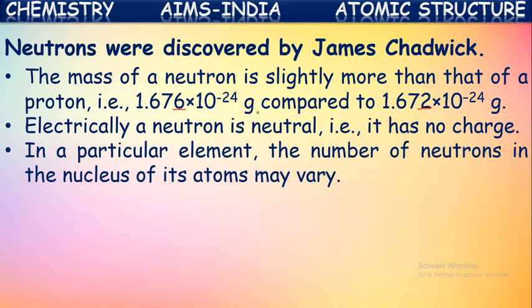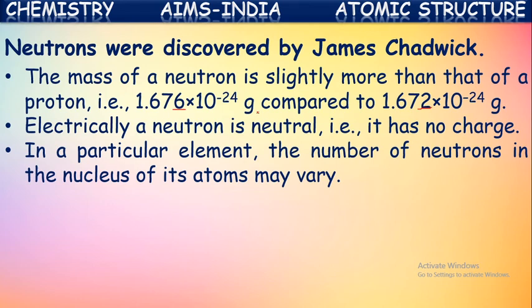In a particular element, the number of neutrons in the nucleus of its atoms may vary. Some atoms may have a certain number of neutrons, but some other atoms of the same element may have fewer or more neutrons. So the number of neutrons may not be the same in all the atoms of an element. They may vary. Because of this, different isotopes exist for an atom. We are going to see about isotopes in the further classes.